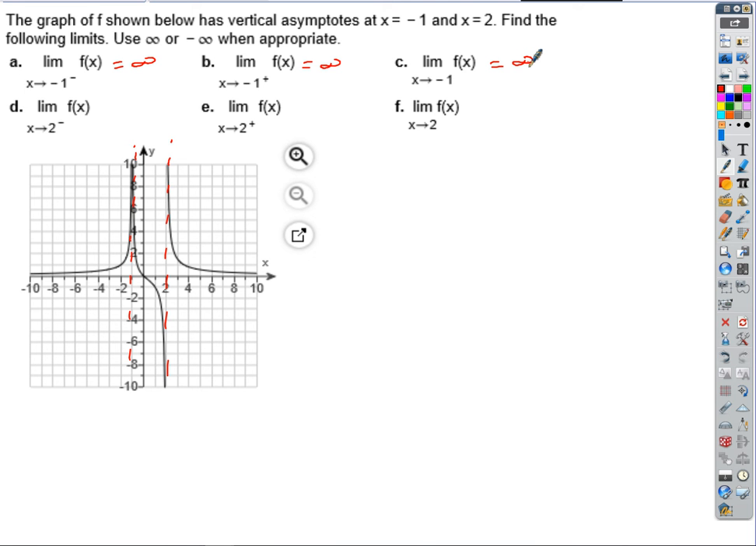As we approach 2 from the left, 2 from the right, so the limit, okay? You can't say anything about it, but the two-sided limit.